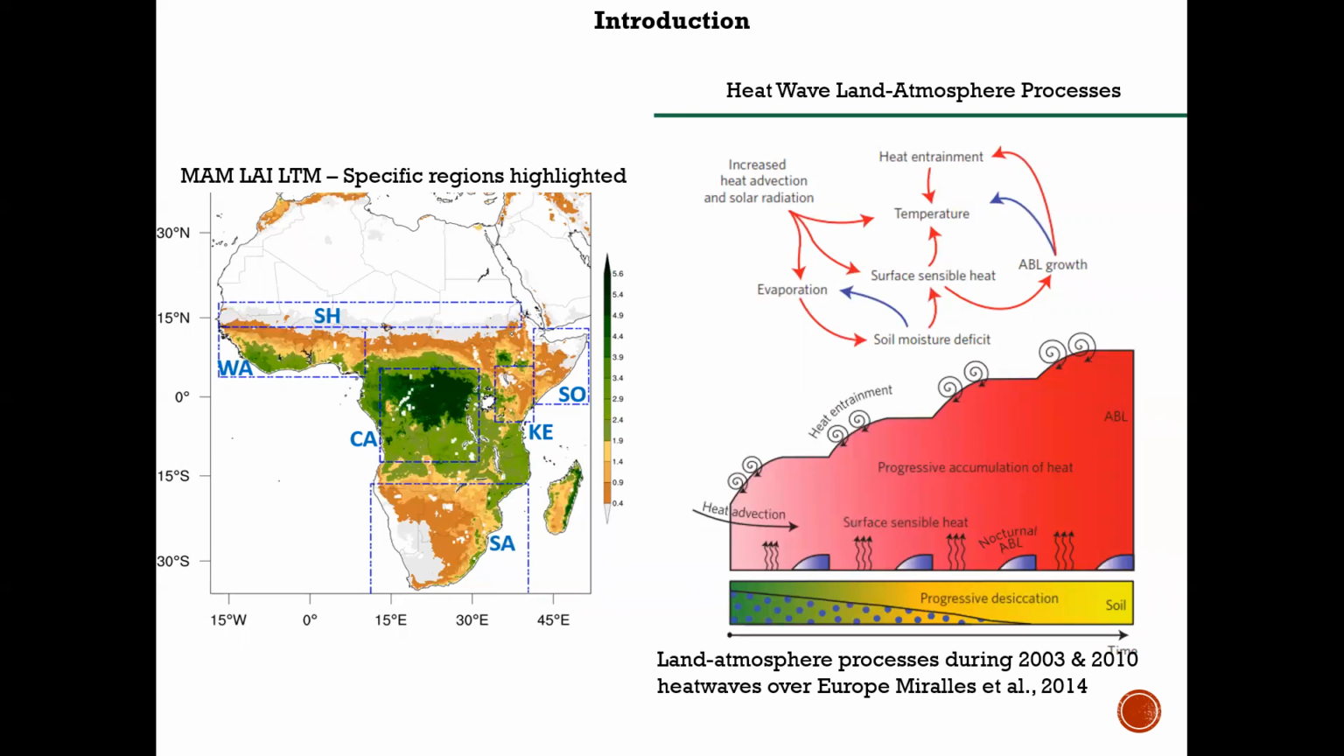On the right, this figure is from Miralles et al. 2014, based on the study of the major heat waves over Europe in 2003 and 2010. Even with the relevant synoptic conditions, this study noted that the decline in soil moisture introduced feedback that actually enhanced the heat waves to such magnitudes that were recorded.